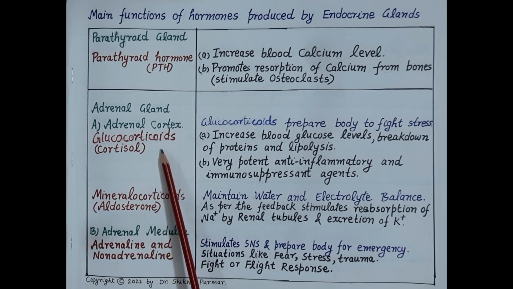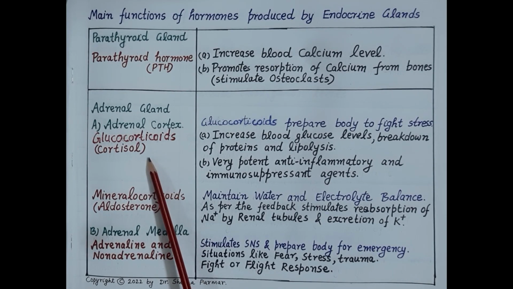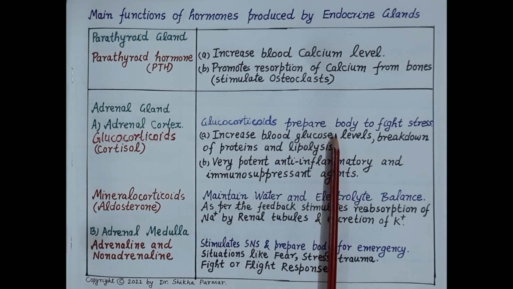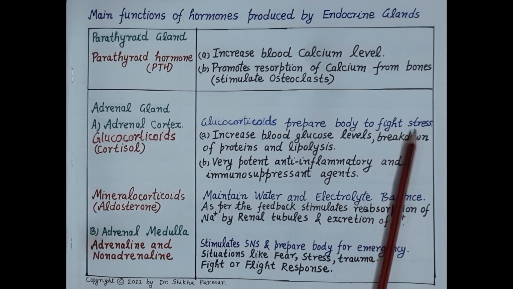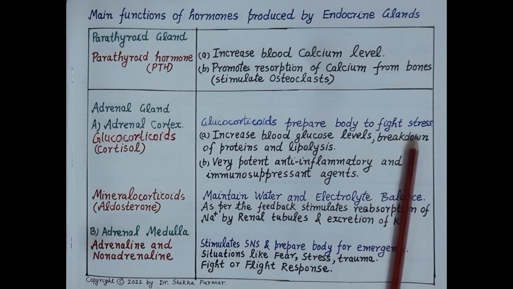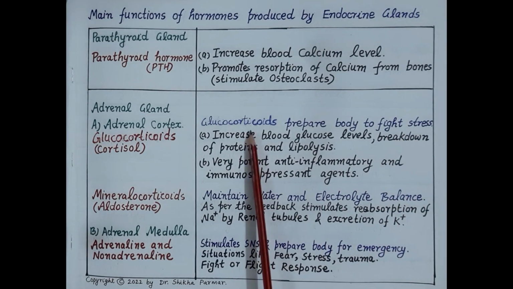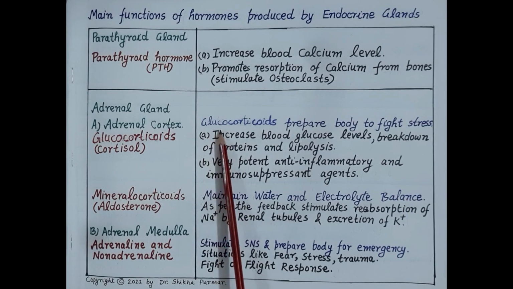Now main glucocorticoid is cortisol. Very important to remember that the main function of glucocorticoids is to prepare the body to fight stress. So glucocorticoids protect our body during stress and trauma. As we all know, during stress, energy requirement of the body cells increases. So glucocorticoids, as the name suggests itself, increase availability of glucose in the body during stress.